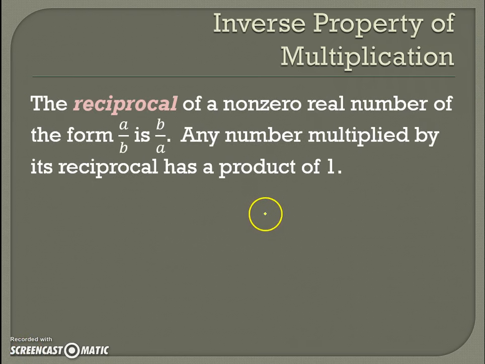The reciprocal of a non-zero number of the form a over b is b over a. In other words, flip the fraction. Any number multiplied by its reciprocal has a product of 1. So a reciprocal is just another word for a multiplicative inverse. And hopefully that word sounds familiar to you when you're talking about dividing.